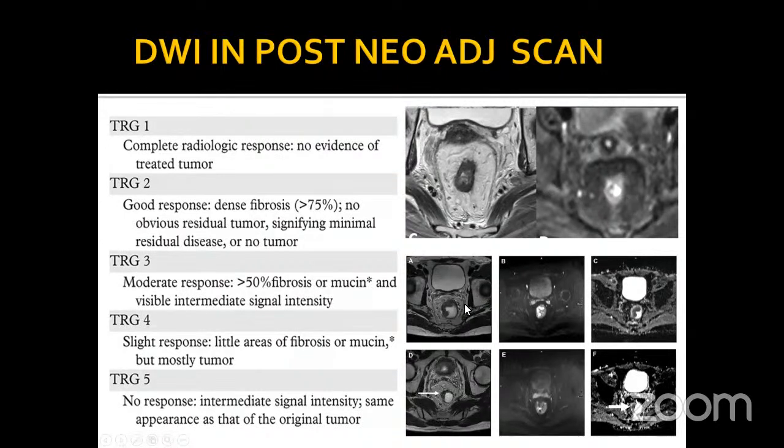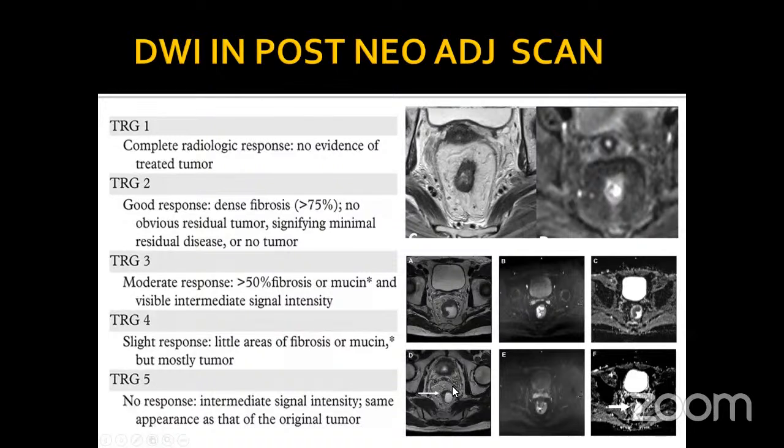But if you look at this image, the pre-treatment, there's this much of tumor, and post-treatment diffusion and ADC. ADC is just reverse: diffusion restriction, bright; ADC, black. So you see there's minimal reduction, minimal bulk reduction, but most of the tumor is still present. So it is either in the category of TRG4, or if somebody wants to call it TRG5, okay. If somebody wants to call it TRG4, okay. So there is minimal response, response is not satisfactory.